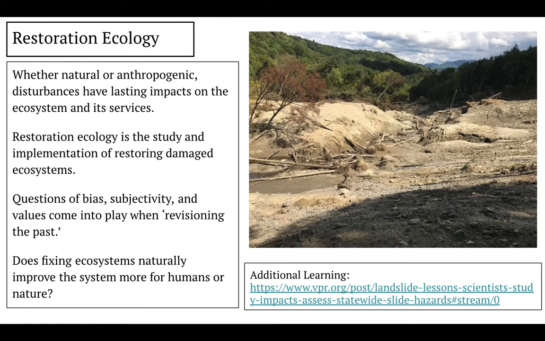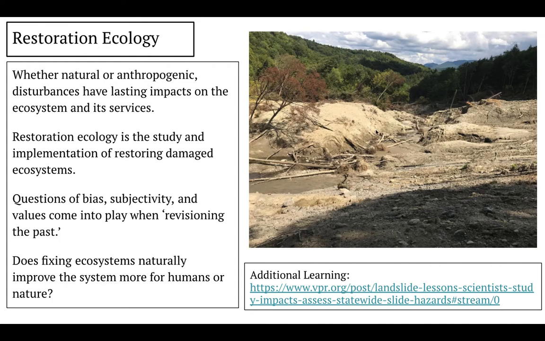Now, humans with either Lake Champlain or somewhere nearby, like the Cotton Brook Basin, want to mitigate these problems. They want to restore damaged sites to their pristine condition. So we call this process, in terms of studying and implementing action plans, restoration ecology. However, there always are questions of bias, subjectivity, and values that come into play when we revision the past.